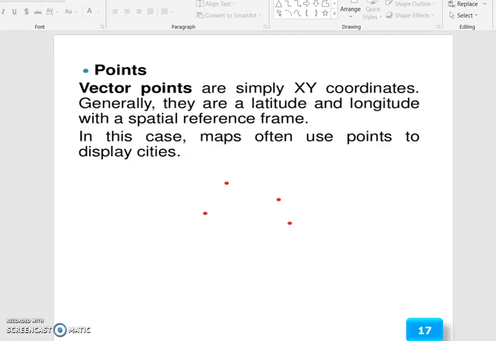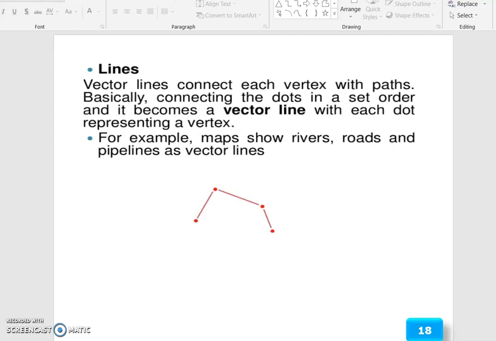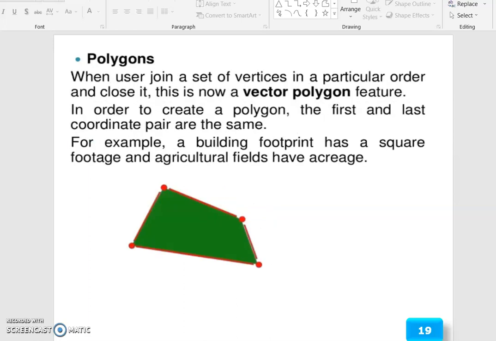In this case, maps often use points to display cities, whereas in lines, vector lines connect each vertex with a path, basically connecting the dots in a set order, and it becomes a vector line with each dot representing a vertex. For example, a map shows rivers, roads, and pipelines as vector lines.